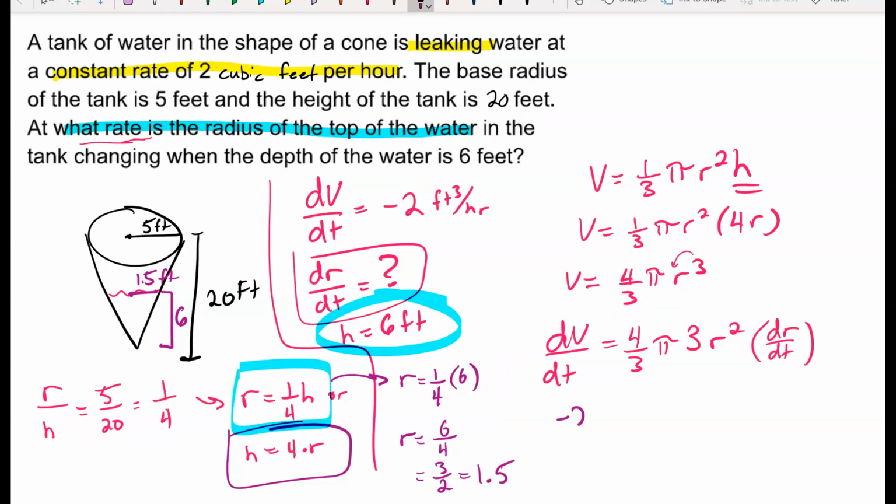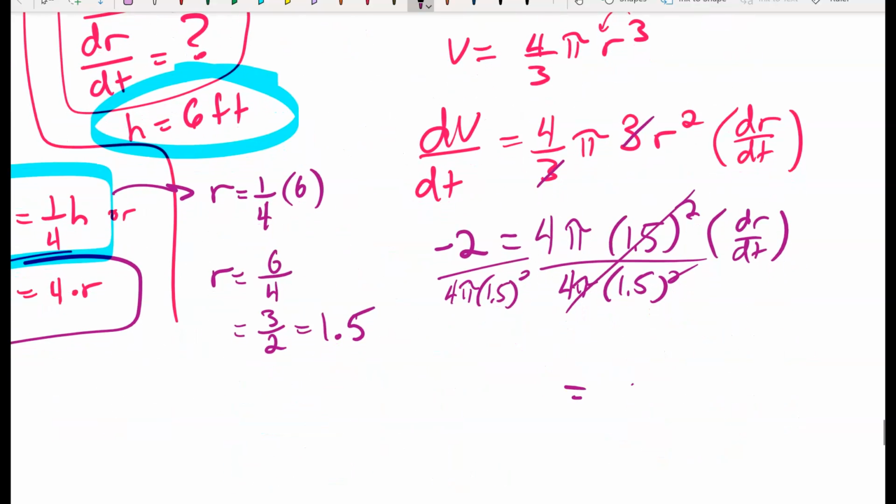So I can make dV/dt -2. I'm going to reduce the 3's here just to make my life a little bit easier. 4 pi times my radius squared times dr/dt. Now, you should notice dr/dt is just being multiplied by a constant. So I'm just going to divide everything over. I'm going to divide by 4 pi 1.5 squared on both sides. So I get dr/dt is equal to, I'm going to type that into my calculator, negative 0.07. Think about your units.